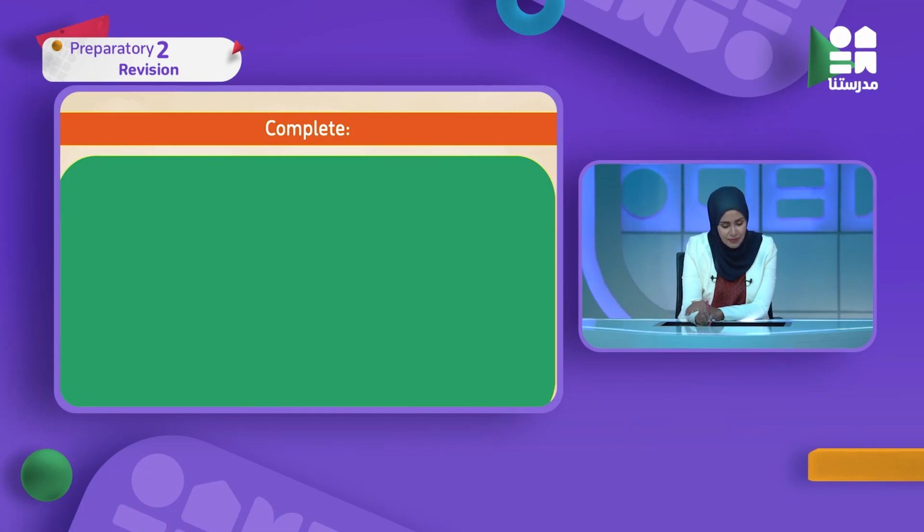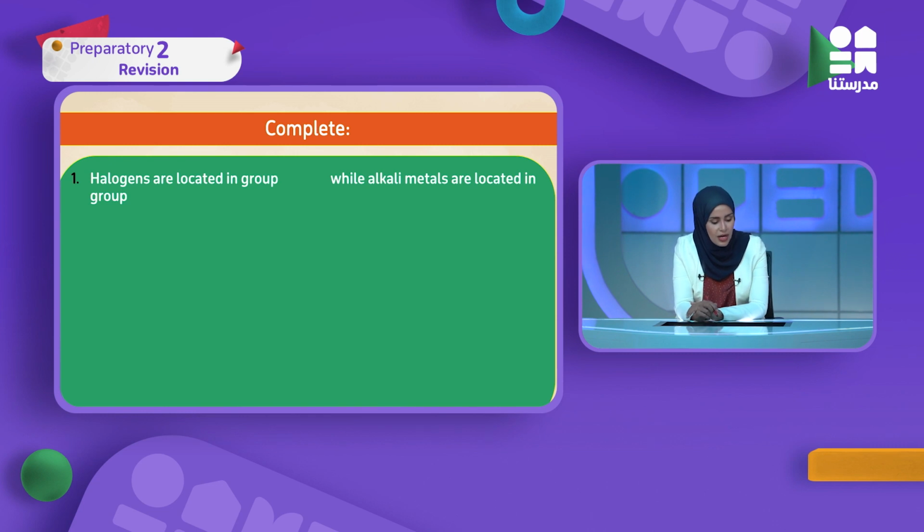أول سؤال عندي complete the following. Number 1, halogens are located in group. Do you remember at the right side of the periodic table? Group 7A. While alkali metals are located in group, the left side of the periodic table, which is group 1A. So halogens are located in group 7A, while alkali metals are located in group 1A.